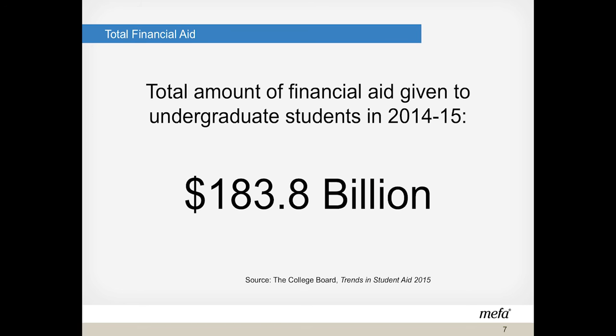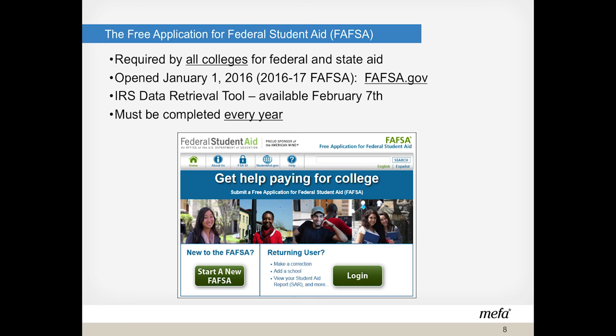What's helpful to understand is that there's a lot of financial aid out there. The total amount of financial aid given to undergraduate students in the past academic year, 2014-15, was over $183 billion. So there is a lot of financial aid that is available to students. How do we all go about getting that financial aid? What you need to do is apply.